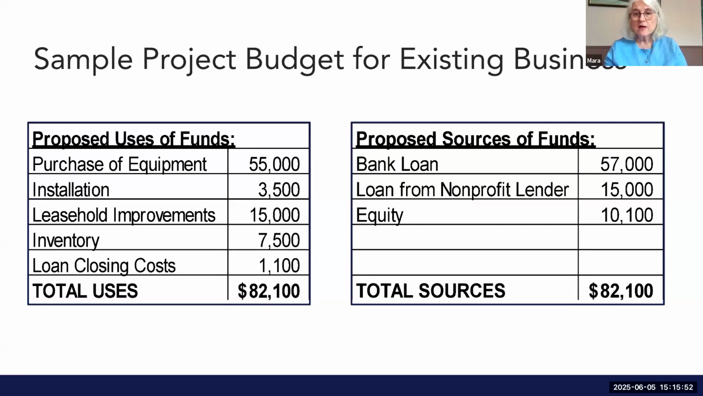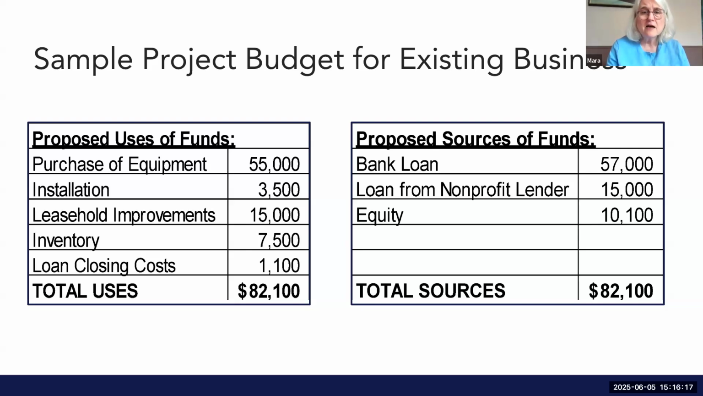And so now we've developed our uses of funds. Now we're going to look at our sources of funds. Since they are an existing business already and they're fairly profitable, they're going to qualify for a bank loan. So they approach their lender, their bank, and the bank says, we can lend up to $57,000. So we'll approve a loan for your business for $57,000.